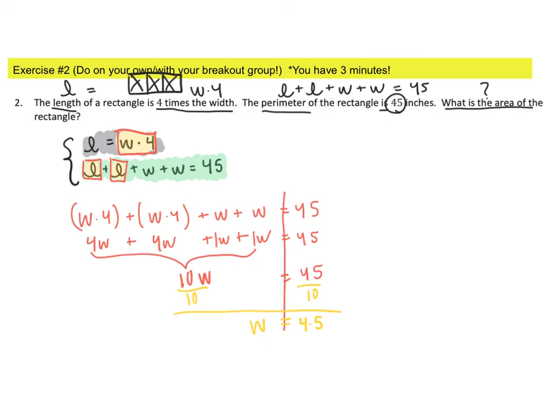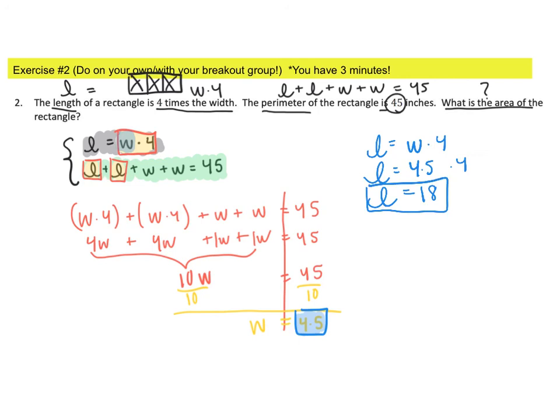Okay, so now we're going to take this answer of what W equals, 4.5, and we're going to plug it into our equation up top. Our length is just whatever our width was times 4. So our length is W times 4. In this case, our length is 4.5 times 4. And we'll do that really quickly in our calculator. 4.5 times 4 is 18. So we got our length and our width.